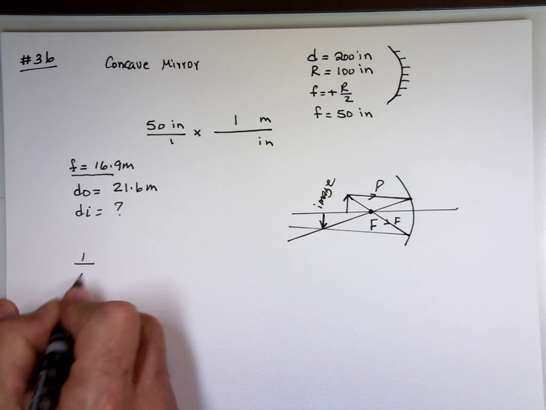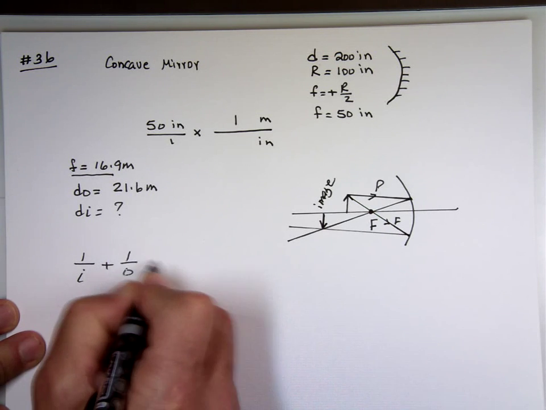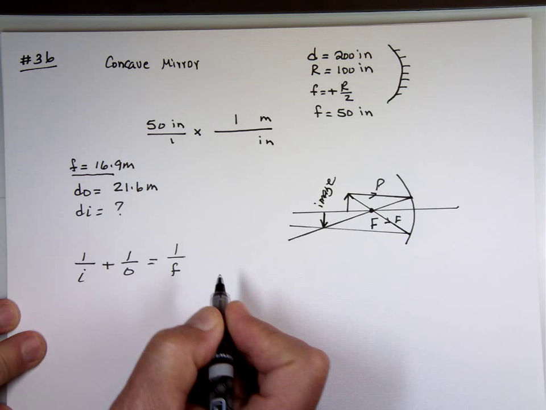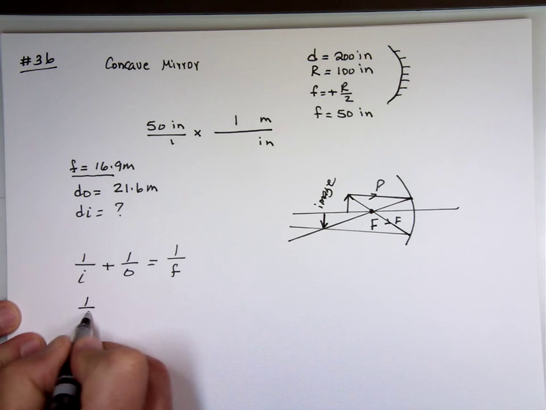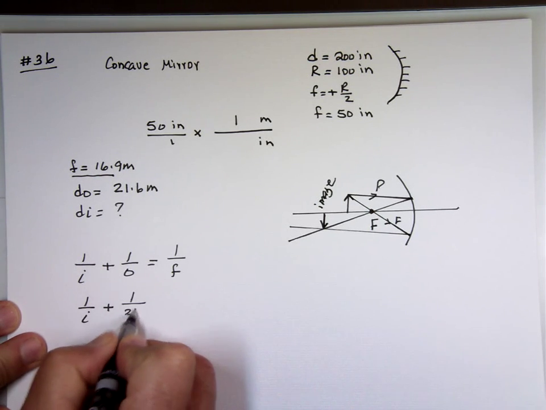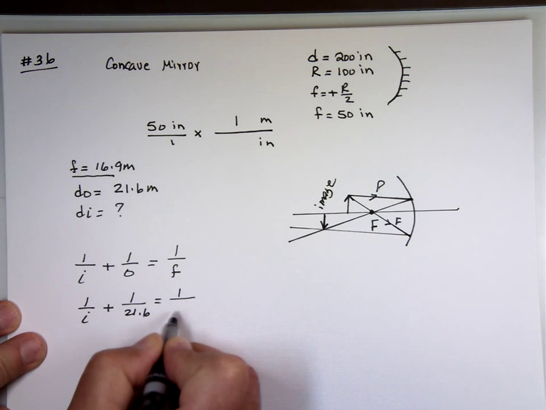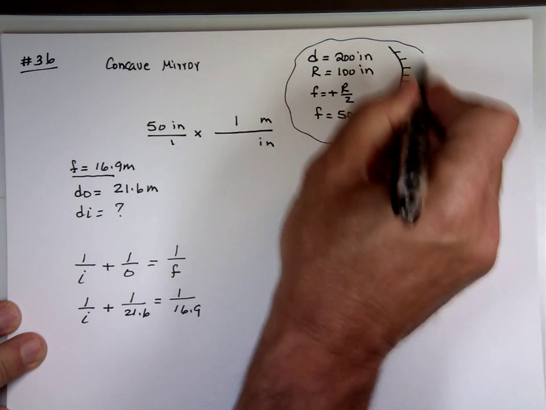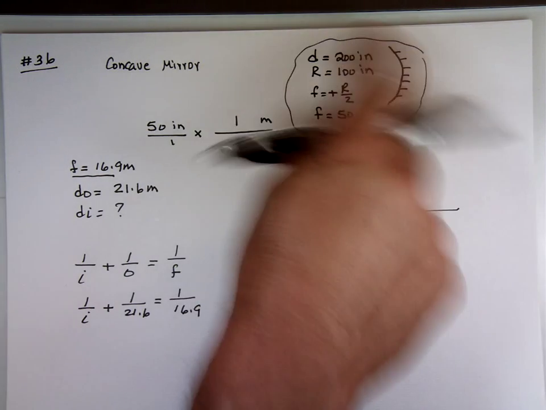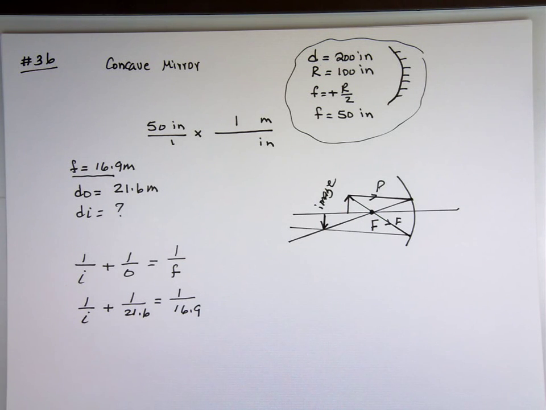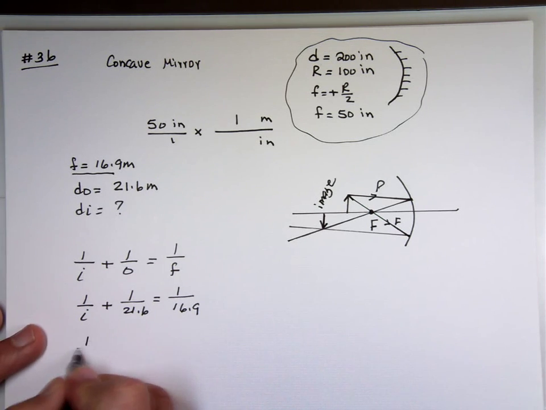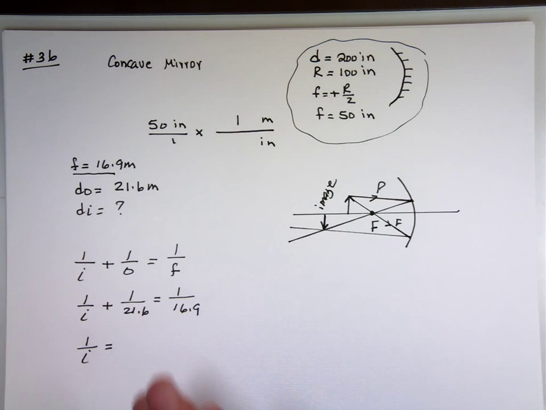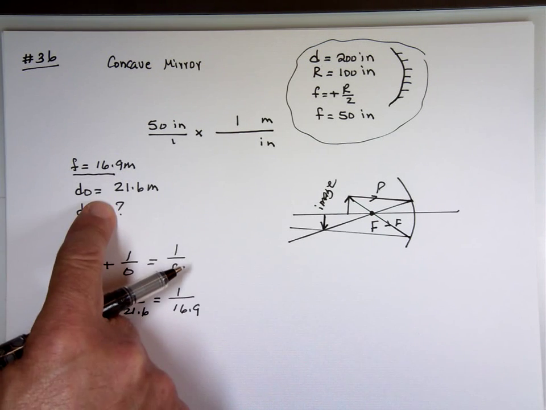1 over I plus 1 over O equals 1 over F. I is unknown. O is 1 over 21.6. F is 1 over 16.9. This whole thing here looks like it has no use in the problem. All the information there, why they gave us the diameter and all the stuff, I'm not sure yet, unless there are two lenses and I'm missing the whole story there. But for solving it, they're giving us the focal point and the object, and they're looking for the image.